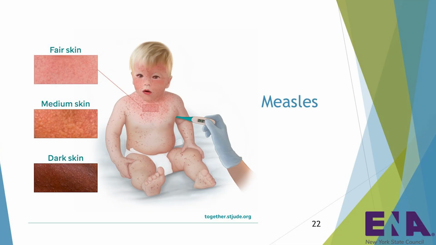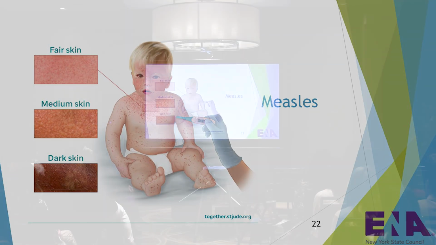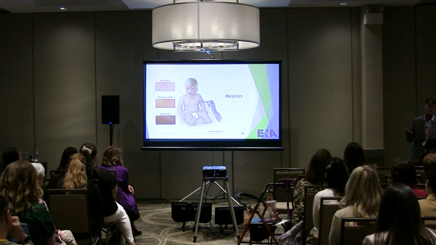Look at the measles presentation across the skin colors. On dark skin, you touch it and you're just going to feel a little bit of texture. It may not have that true red appearance. This image is from St. Jude, I believe, and it's great to be able to see that. Looking at it with the magnifying glass, the upward trend of anti-vaxxers is kind of to blame for this.